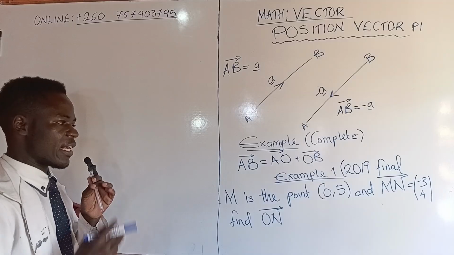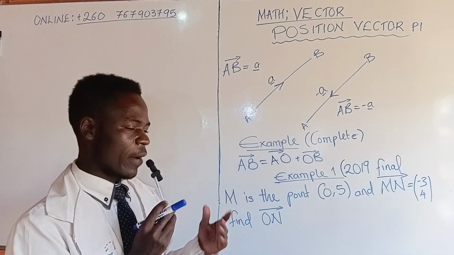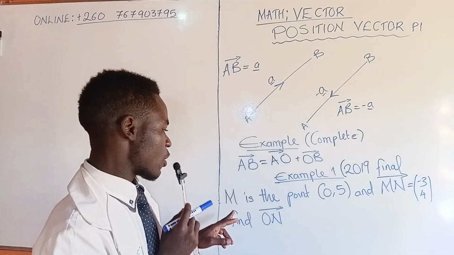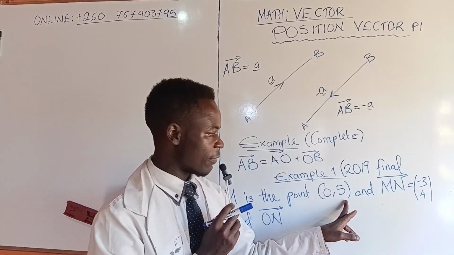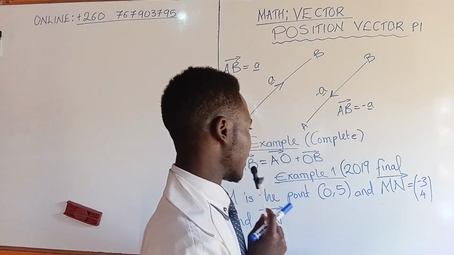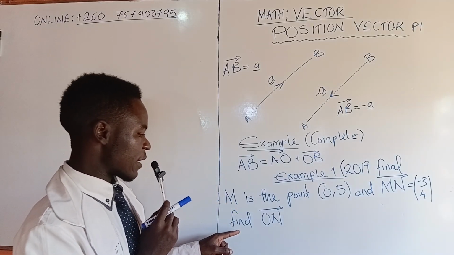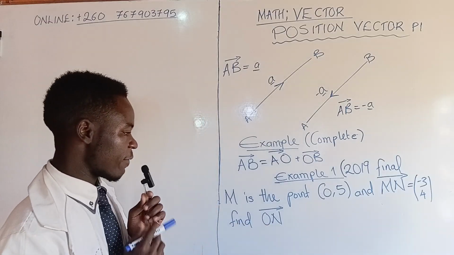So now let us kindly concentrate on the 2019 question, for those who are writing final. So they are saying M is the point 0, 5 and MN is negative 3, 4. Now they're saying find ON. Find the vector ON.